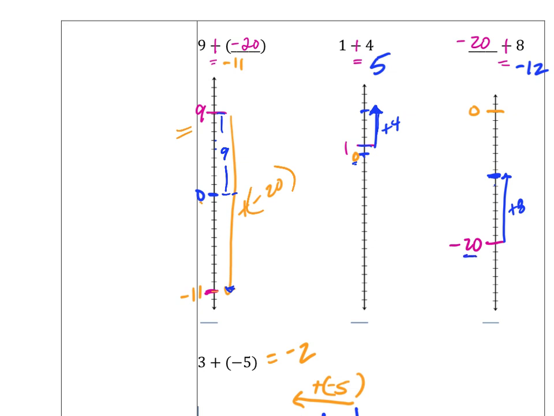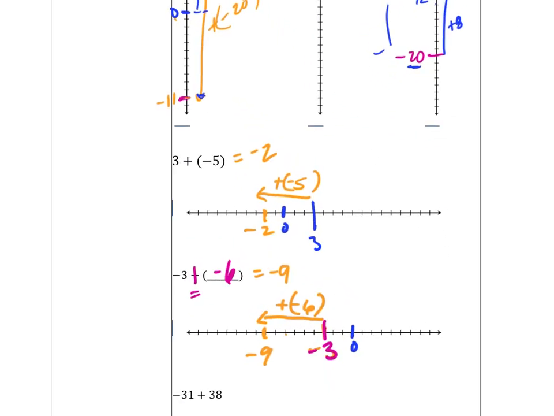If we start at negative 20, remember that first number is where we start. That's the best way to remember it. This is where we start. Start at negative 20 and you add 8, you're going to go up 8. The problem is it takes 20 to get to 0, and you're only going up 8. So you're still in the negative, which means you're going to be at negative 12.